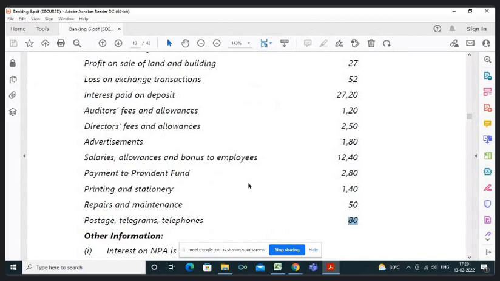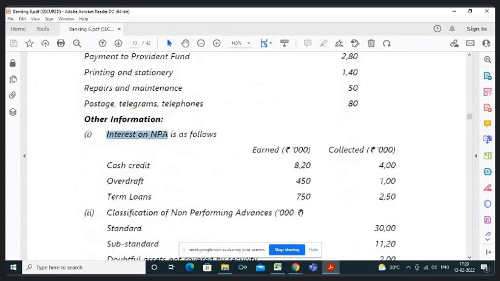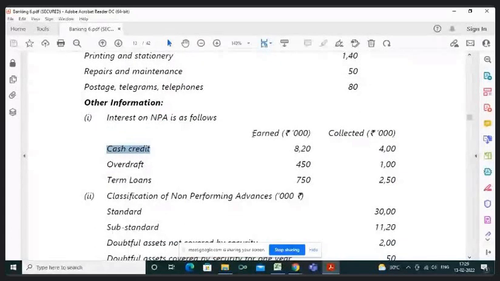But here, it is not that simple. They are asking us to apply our knowledge regarding other aspects as well. What are the other aspects? In the other information, they are giving interest on NPA as follows. So there are 3 types of advances: cash credit, overdraft, and term loan, and they are giving figures for interest earned and interest collected. So what is the significance? For interest on NPA, should we go by interest earned or interest collected?